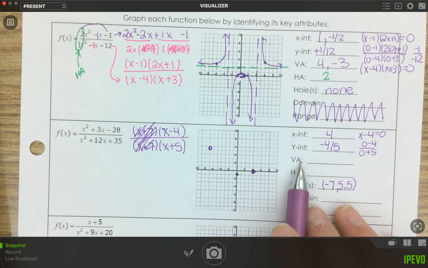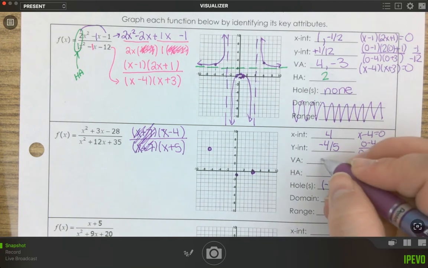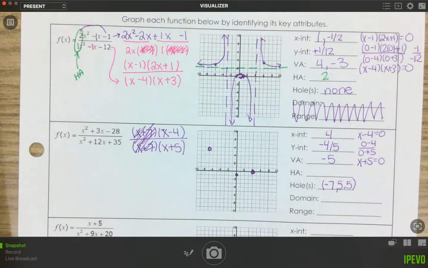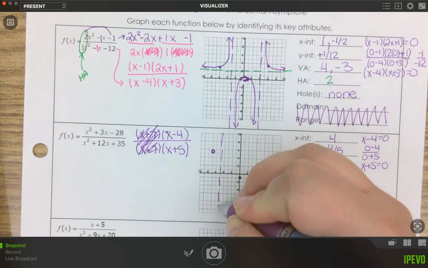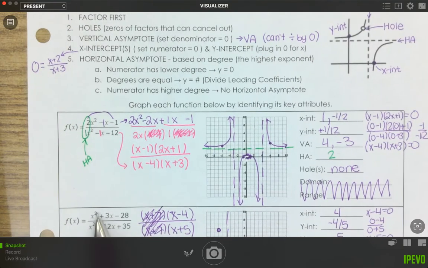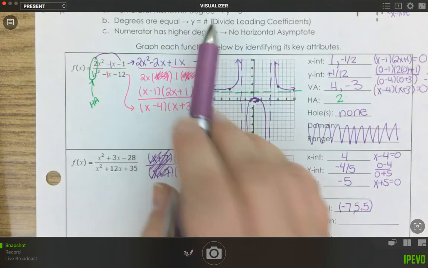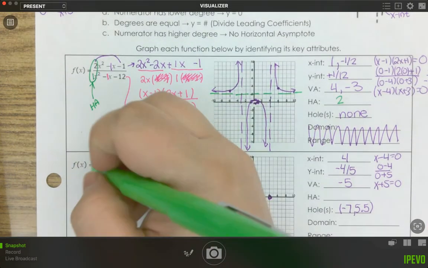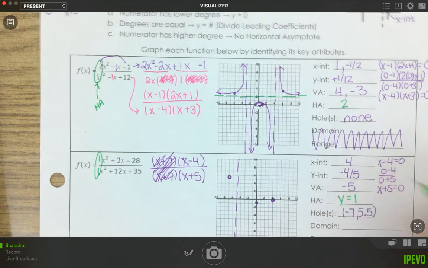Vertical asymptote is what makes the bottom part 0, which is -5. So I'm going to go to where x is -5 and draw a vertical line. It wouldn't make much sense to draw a vertical line through the other -5 on the y-axis. The horizontal one is where you have to go back and look at your notes. So I have x squared over x squared. That's equal, so you just divide the leading coefficients, which there really aren't any. They're both really just 1. So it's going to be at y equals 1.